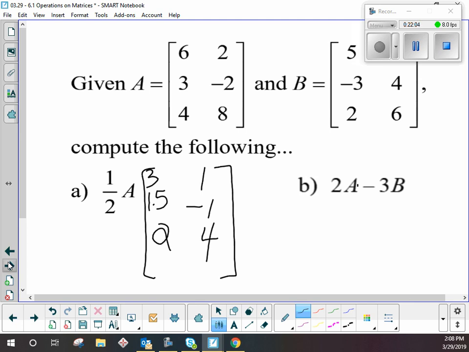What I'm going to do, because I feel like that's a subtraction, I like to do 2 times everything in A, 3 times everything in B, and then subtract those from each other. Before I even get there, though, before I even do one bit of math, what am I supposed to be checking? The same size or order. Do they have the same order?